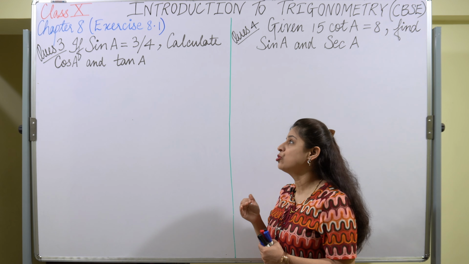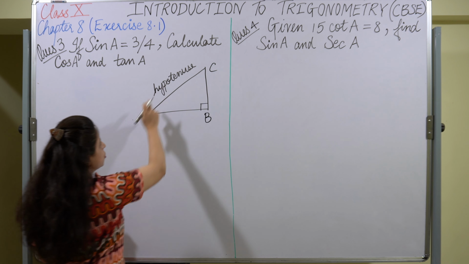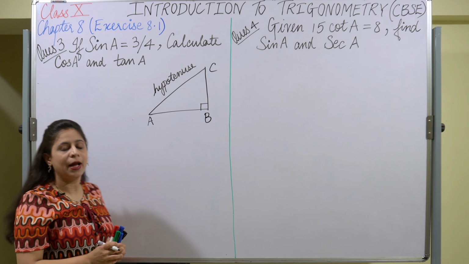So let us first of all draw the figure, how the figure will look. In the triangle there will be one angle of 90 degrees. Let us say this angle is 90 degrees, and the sum of the other two angles is again 90 degrees. Let us mark this as A, B and C. Opposite to 90 degrees, this side will be the hypotenuse AC.